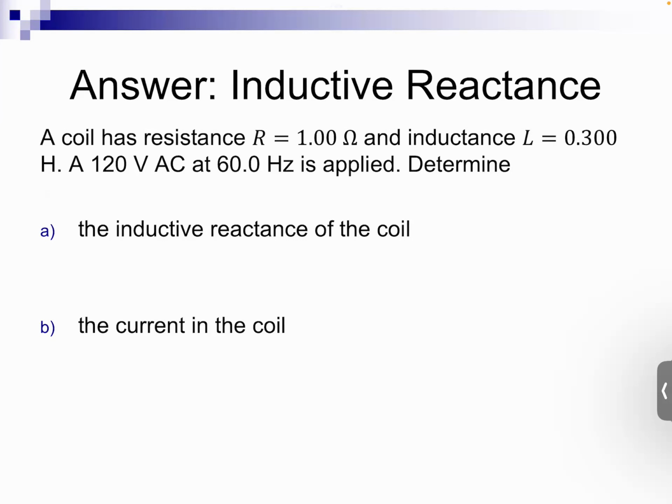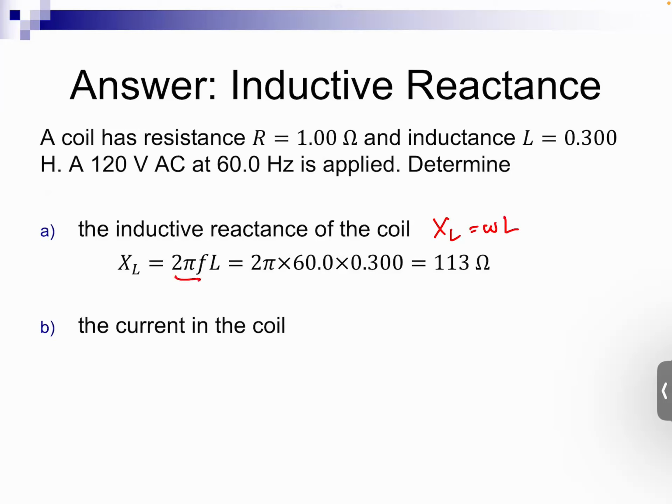So inductive reactance, this is just from definition. XL is equal to omega L. Omega is also equal to 2 pi f. f is the frequency of the AC source, 60 hertz. So you have everything. You have XL is 113 ohms.